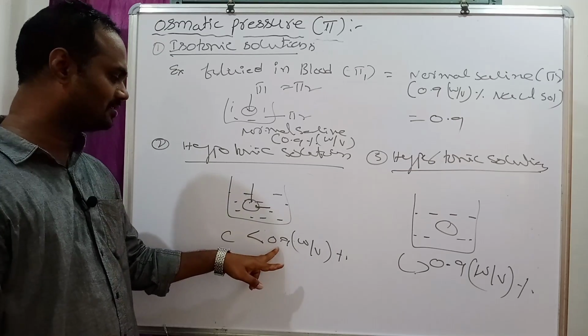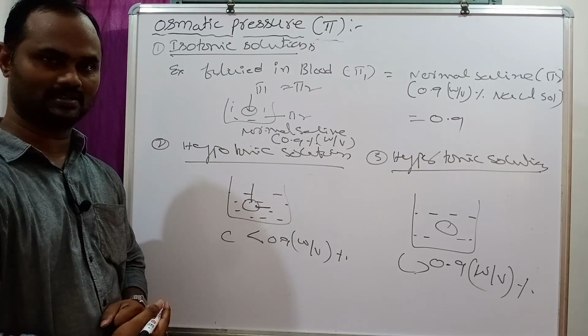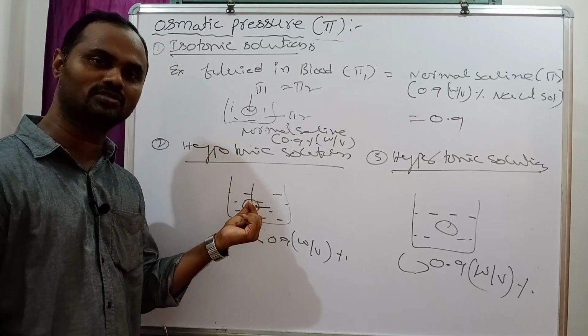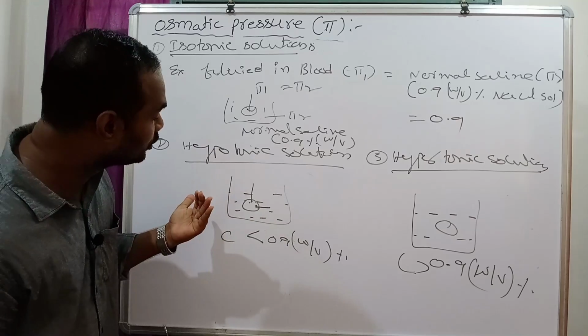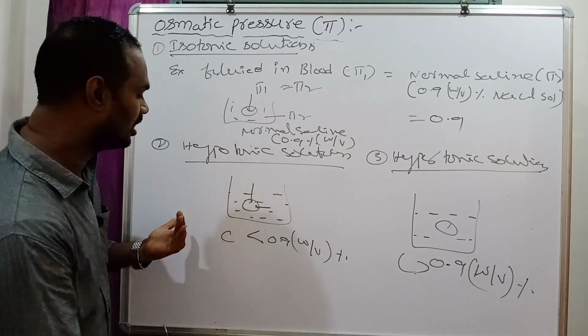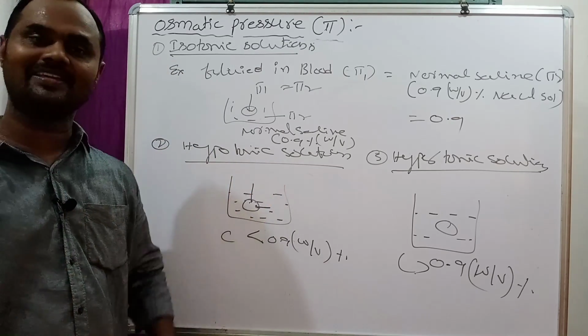If the solution concentration is less than 0.9, that is what we call hypotonic. It means the solution concentration is less and the blood cell concentration is more. That's why solvent molecules flow from the dilute solution to the concentrated one, that is, from outside the solution to inside the blood cell. The cell size will increase.